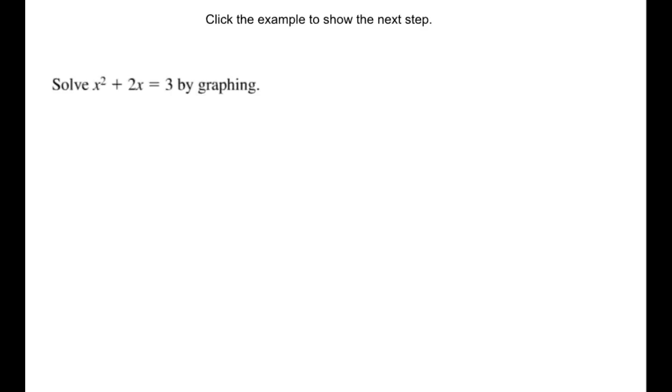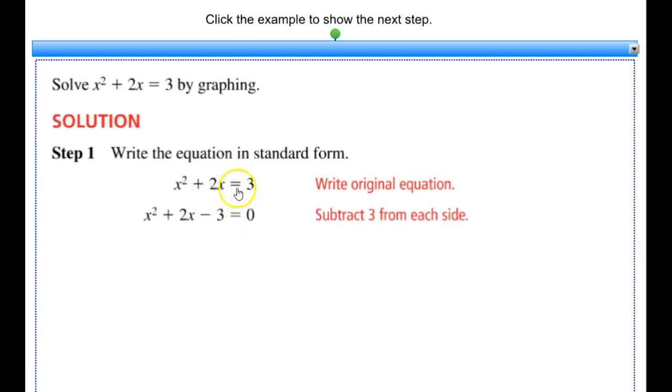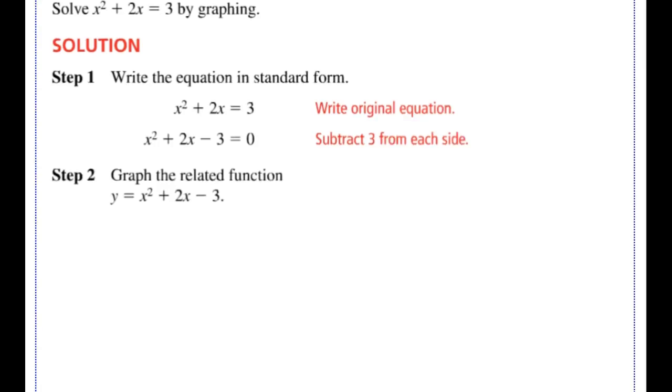So now let's look at this first example. So I want to solve x squared plus 2x minus 3 by graphing. So first I get it into standard form, so I get everything over to one side. So I write the original equation, and I'm subtracting 3 from each side to get everything equal to 0. So then I can graph my function, right?